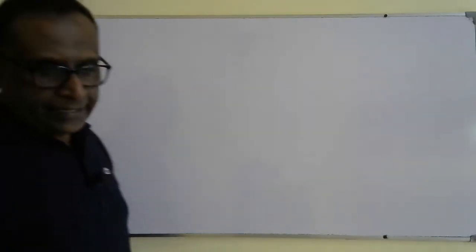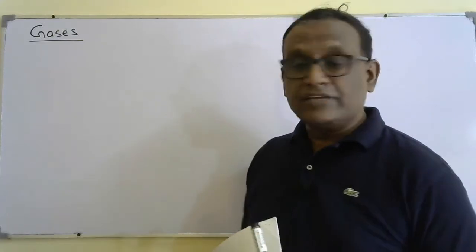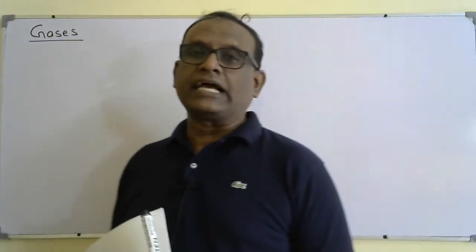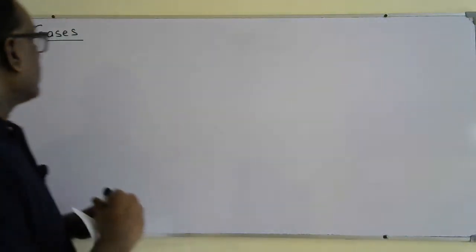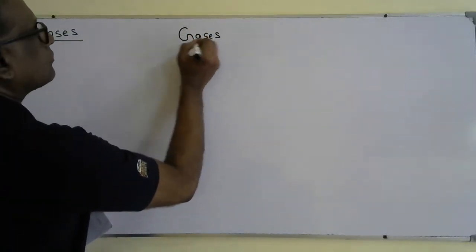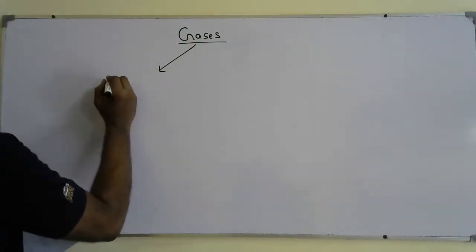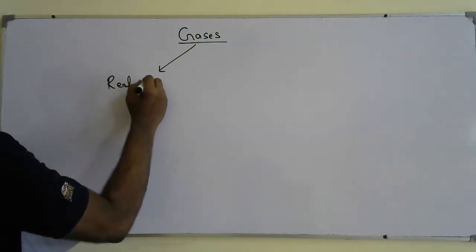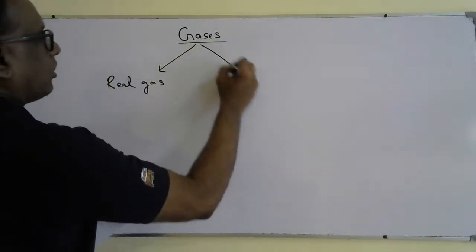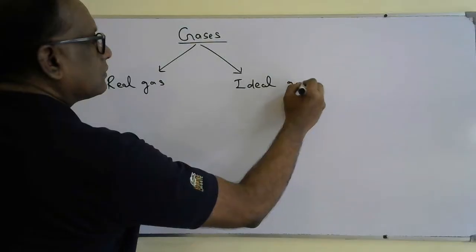Okay, so the next topic is gases. When we consider gases, in physics we consider two different types of gases. What are they? The first type is called real gas. The other one is called ideal gas.